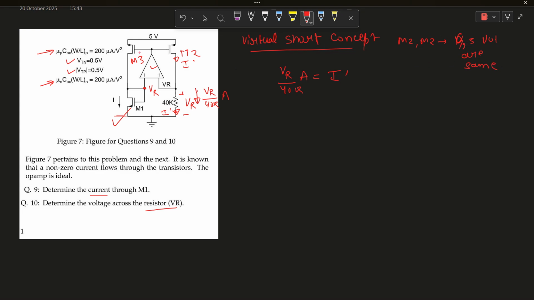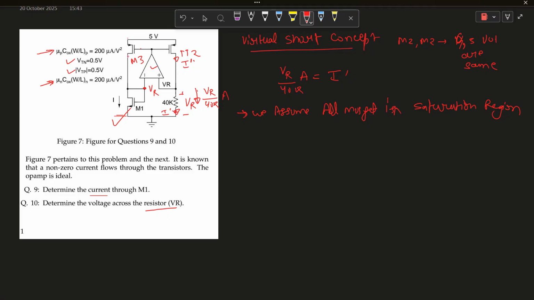Gate and source voltages are the same. So if the gate and source voltages are the same, the current is also the same. If I dash is flowing in the M2 MOSFET, I dash is also flowing in the M3 MOSFET, because we assume all MOSFETs are in the saturation region, since nothing is mentioned in the question.